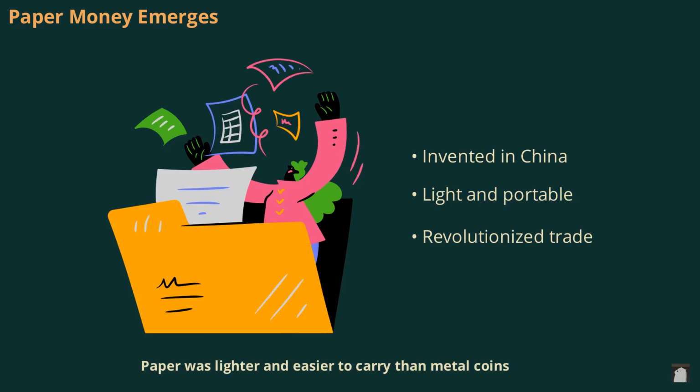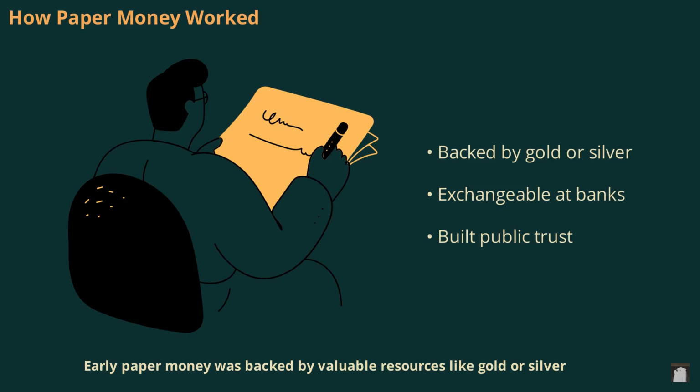Hundreds of years after coins, paper money was invented in China during the Tang and Song dynasties. Paper was lighter and easier to carry than metal coins, especially for large transactions. This innovation quickly spread to other parts of the world, changing the way people thought about money. Early paper money was backed by valuable resources like gold or silver. People could exchange their paper notes for a certain amount of metal at banks. This system helped build trust in paper money and made it easier for governments to manage their economies.